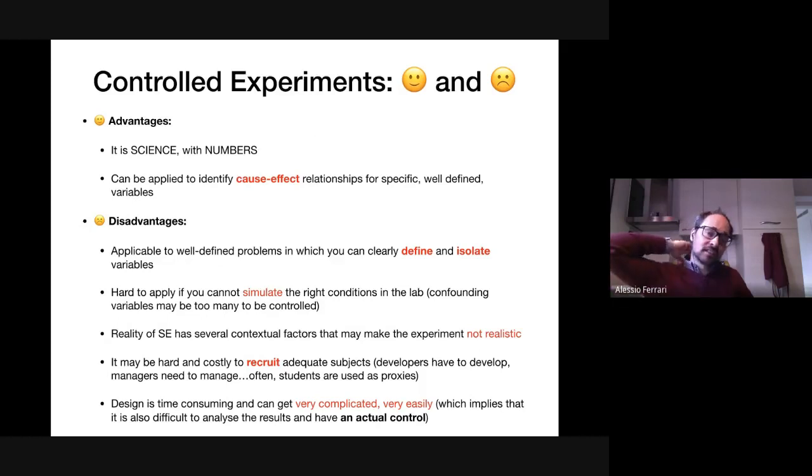As we saw in our example, the design is time-consuming. We spent a lot of time thinking about the experiments and can get very complicated very easily. So if the thing becomes too complicated, the actual control becomes difficult. So the recommendation here is that better to keep your experiments simple. Otherwise your controlled experiment frequently risks to go out of control.